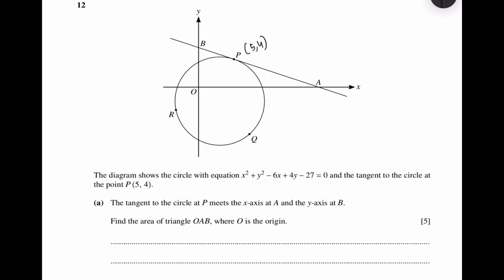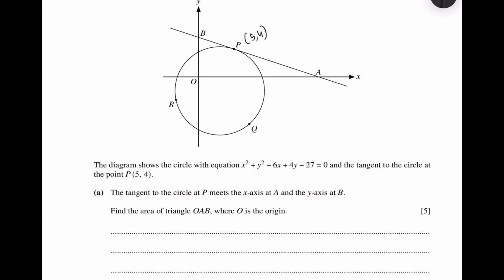So we need to find the equation of the line first of all. For this reason we need gradient. So to find out gradient we need to find the coordinates of the center. So to find the coordinates of the center we know how to solve completing the square, or we can do directly.